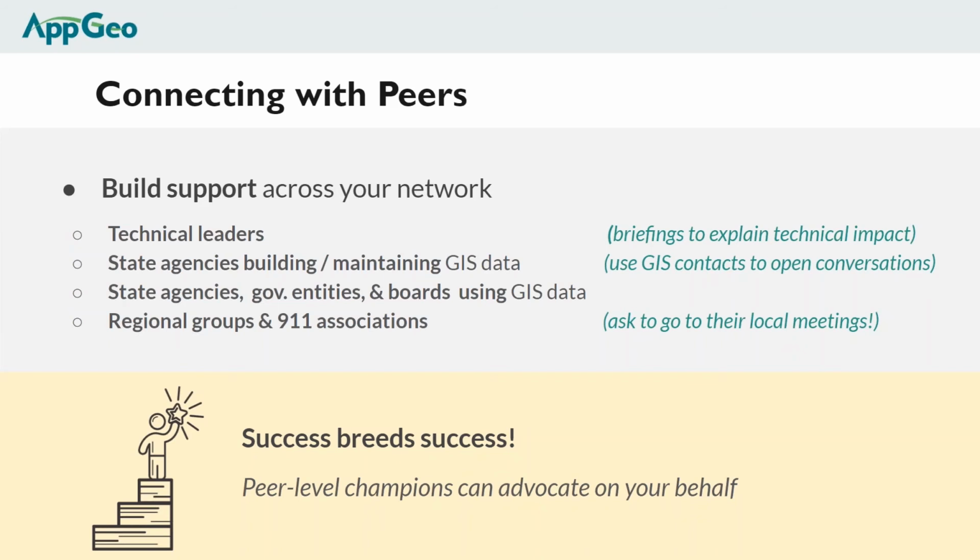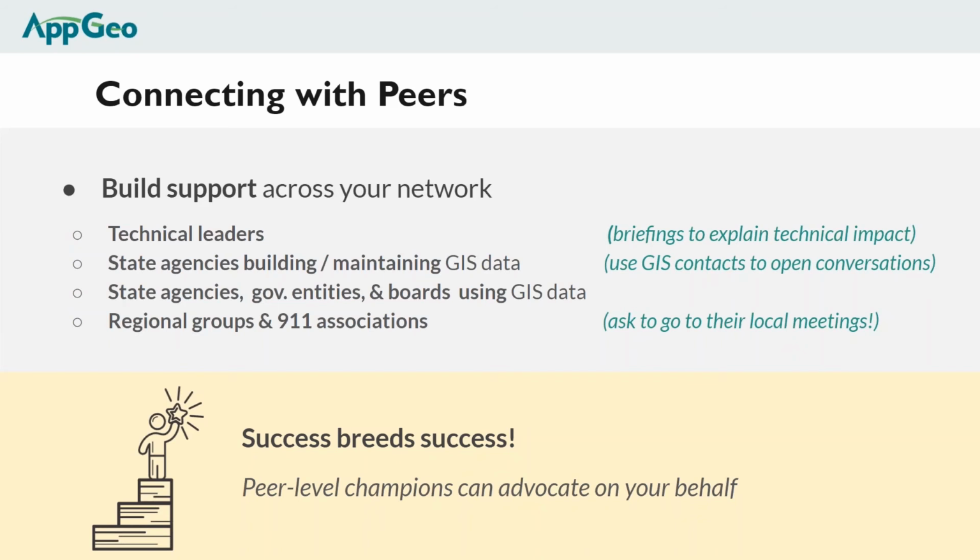The first is the technical leaders. These are the people that need to understand and support the new technology needs of Next Gen 911. And the GIO can provide briefings that help to explain the technical impact, not just that the new Next Gen system is going to be IP-based, but there may be a need to establish a new data maintenance platform that the state and local contributors can perform data maintenance and QC activities on. That could really have a big impact on their network load and security.